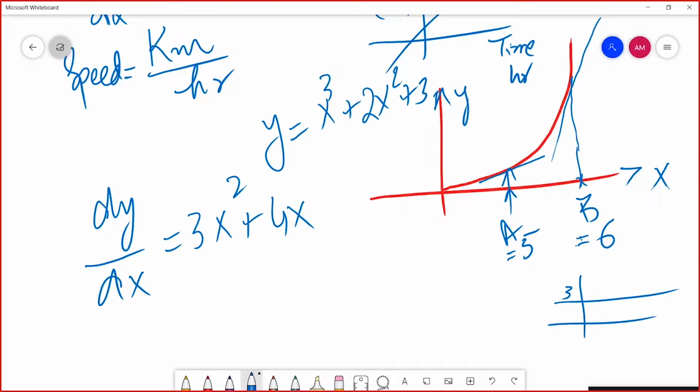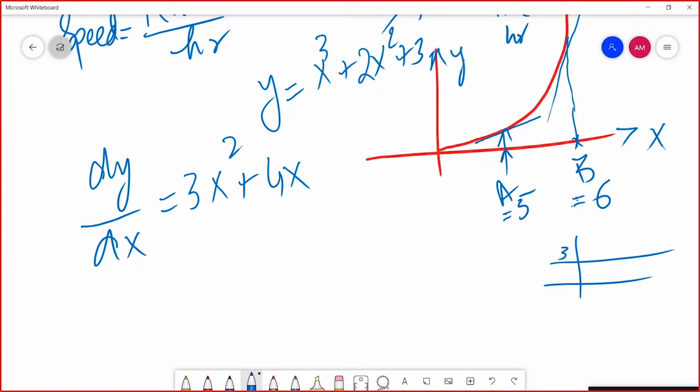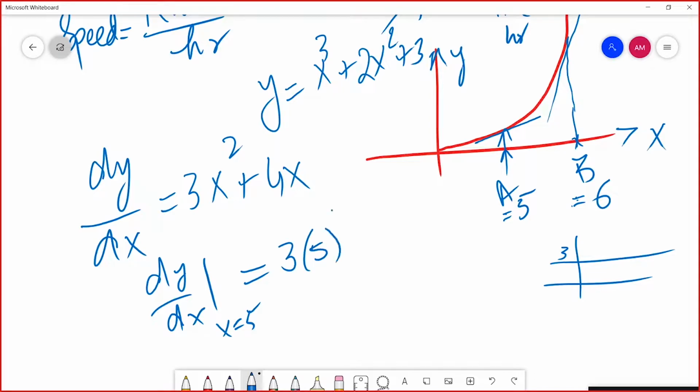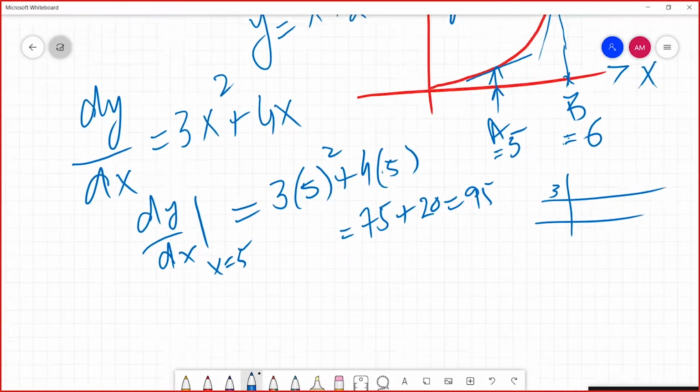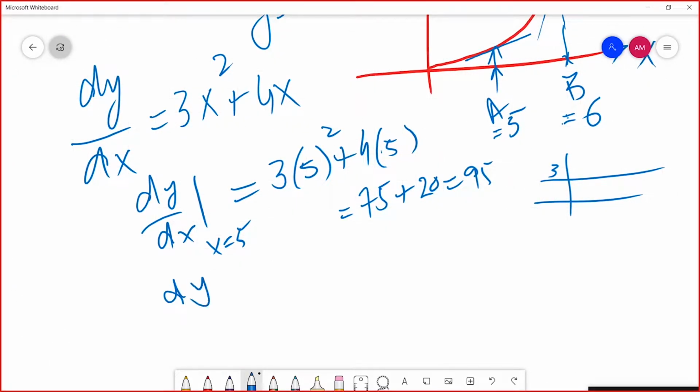So now we have to find the gradient, for example, dy upon dx at x is equal to 5. And how do we find that? You substitute 5 for x. So 3 times 25 is 75, plus 4 times 5 is 20. So this comes out to be 95.